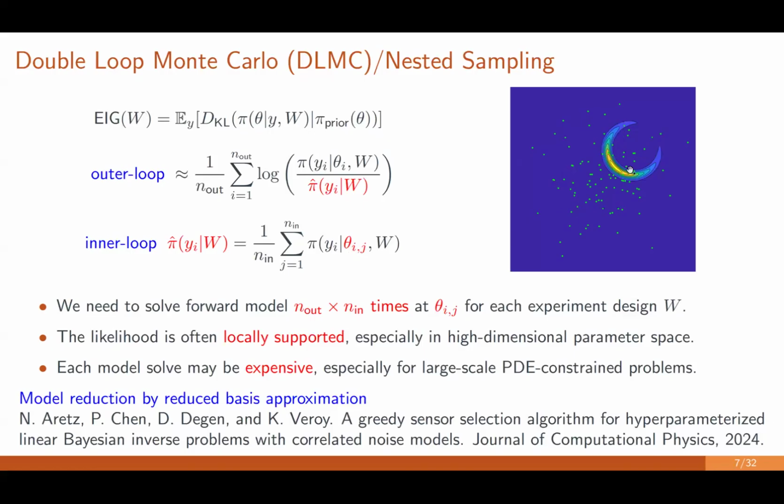Like here, even in these two dimensions, you can see this likelihood function is relatively locally supported. You need to draw a lot of samples from the prior in order to properly capture this distribution and to evaluate this model evidence term, right? So then each model solve could be quite expensive. It's constrained by large-scale PDEs, for instance.